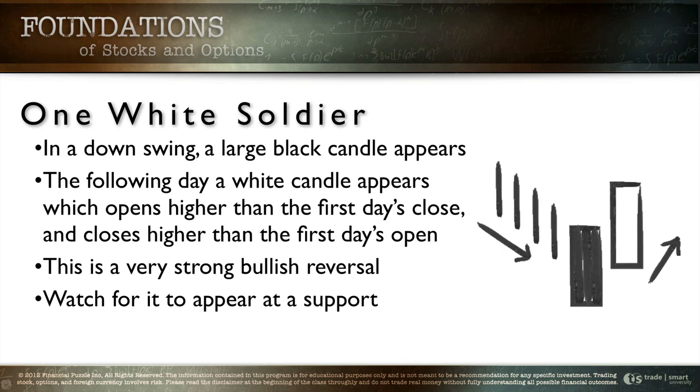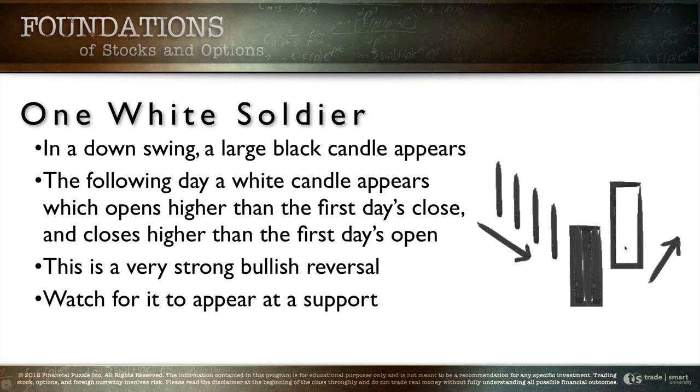So what is a one white soldier? It's going to happen in a downswing. You have a large black candle that appears, and the following day a white candle appears. Now watch what happens here. The candle gaps up, so it opens higher than the first day's close. First day closed down here, second day opens up here, higher than the first day's close, and it closes higher than the first day's open. So we close up here. We gap up and we close above the previous day.